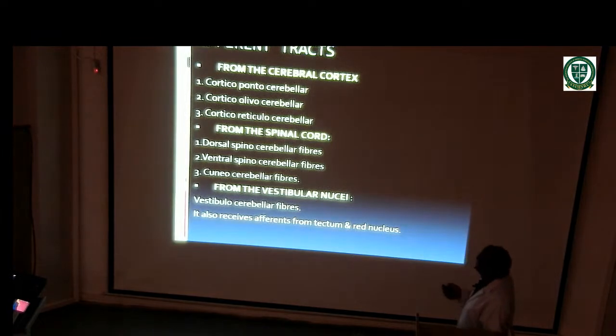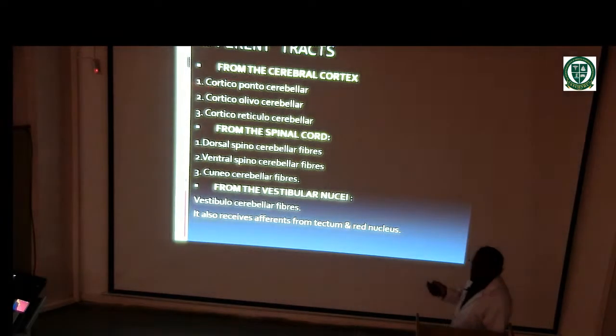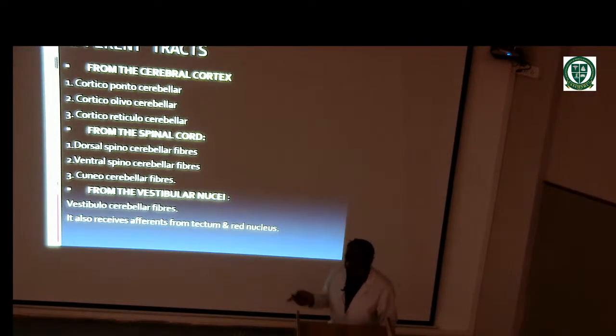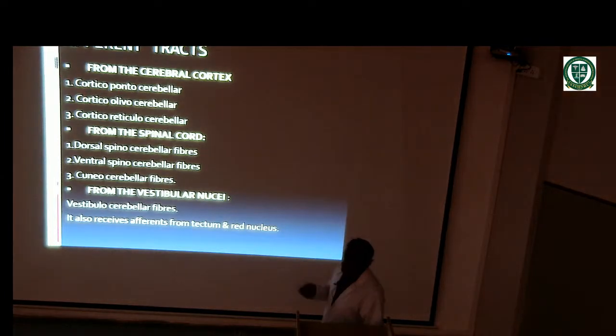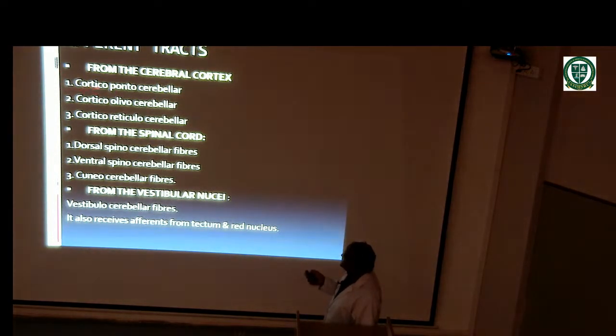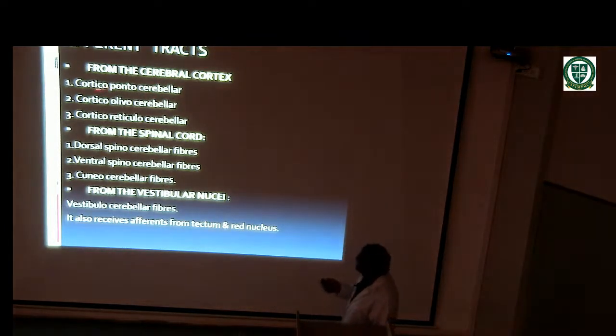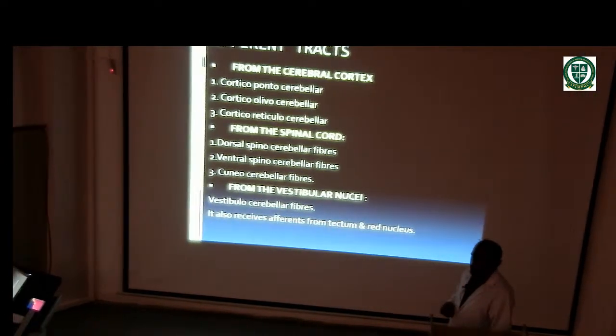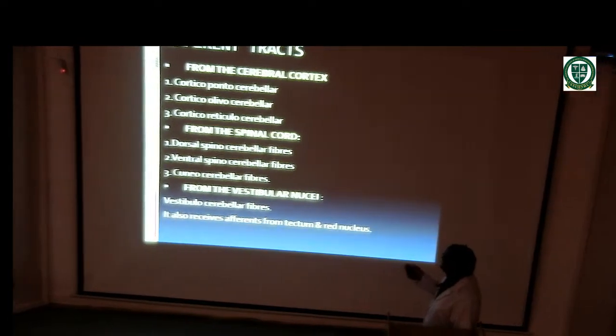So, afferent tracts. Already I mentioned, they arise from the cerebral cortex. Either they go directly to the cerebellum from the cerebral cortex, or in the middle they will end, and from there again they will start. So the first one is corticopontocerebellar fibers. Next, cortico-olivocerebellar fibers. Next, cortico-reticulocerebellar fibers. So this is from the cerebral cortex.